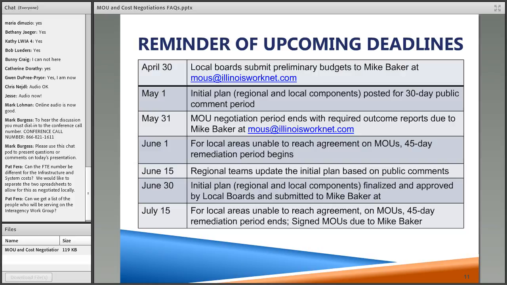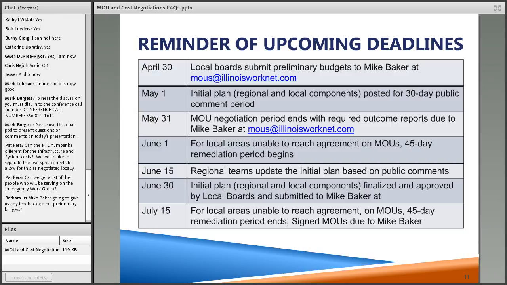May 31st is the date on which the outcome reports that are described in the governor's guidelines, this is the outcome of the results of your local negotiations, are due. That's May 31st. Any local area whose outcome report suggests that they were unable to reach an agreement, then the 45-day period that's described in the governor's guideline begins.